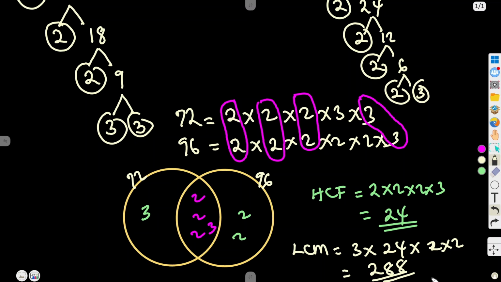Okay, so these are the answers: the HCF, which is 24, and the LCM, which is 288. And I think you found this really helpful. Okay, thank you.